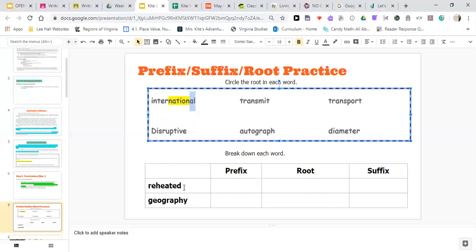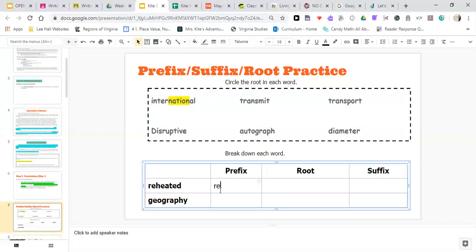And on the next activity, we have to break down each word. So the first word we have is reheated, and we have to break that down into a prefix, a root, and a suffix. So right away, if I remember my prefixes, I see a very commonly used prefix that we talked a lot about in 4th grade, and that prefix is, that's right, it's re. I want you to think for a second about what re means. All right, and if you said that re means again, very good job. I'm super proud of you.